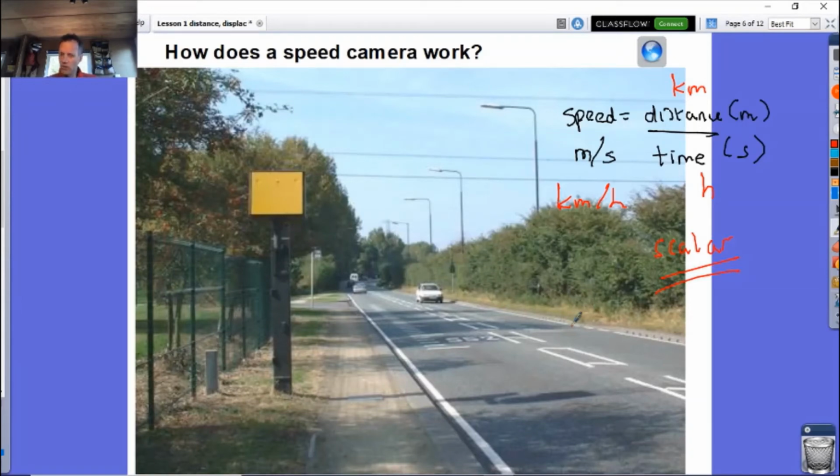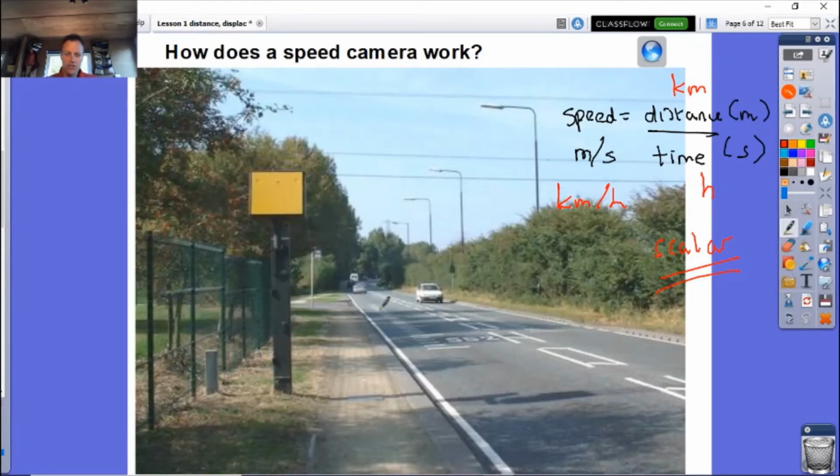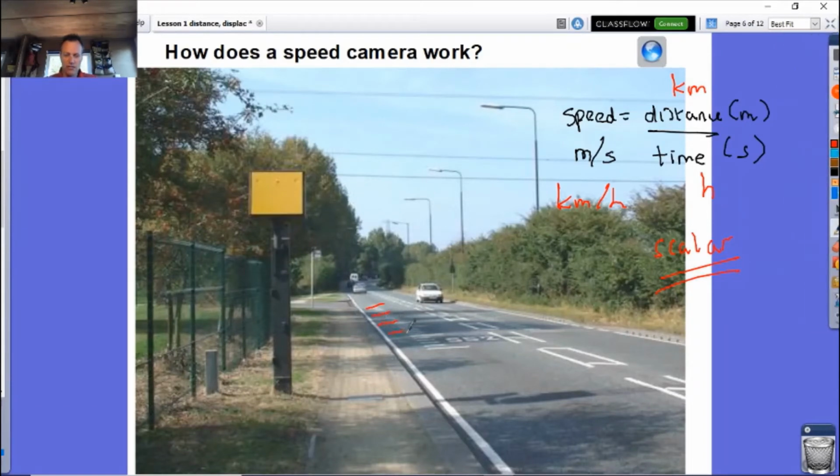Now, if you have a look at your speed camera, you should notice lots and lots of lines on the road. You can see them just here, can't you? These lines are sometimes spaced about 1 metre apart. As a car comes along, the camera takes a flash just here, and then takes a second flash about a second or 2 seconds later. It sees how many lines you've passed, so it works out your distance from a picture here and a picture there, and divides by the time, which can be 1 second.